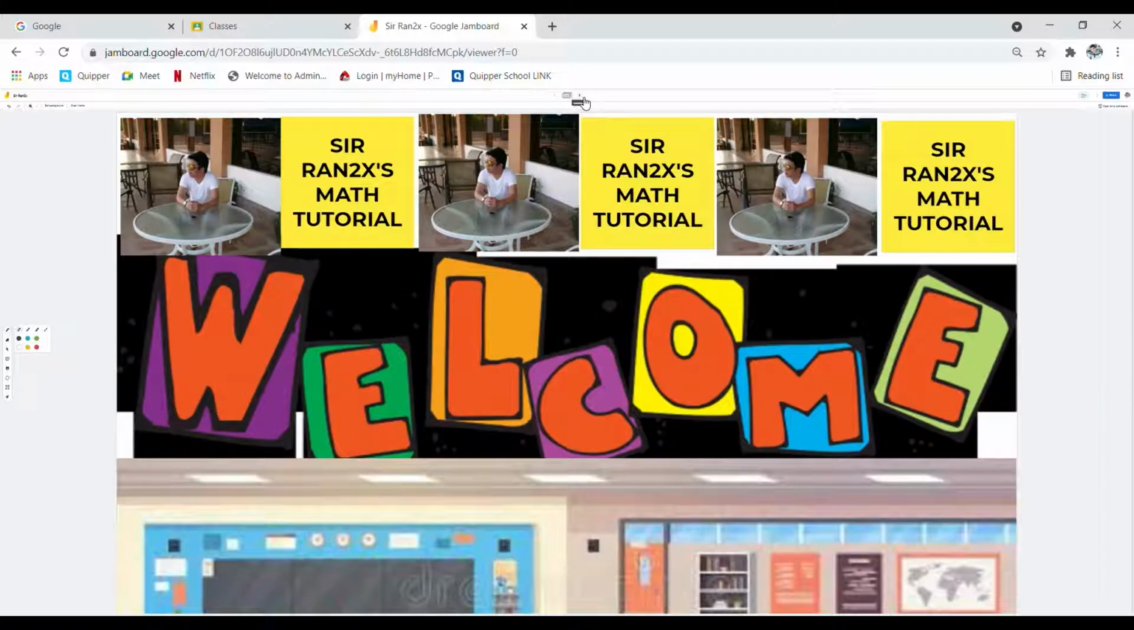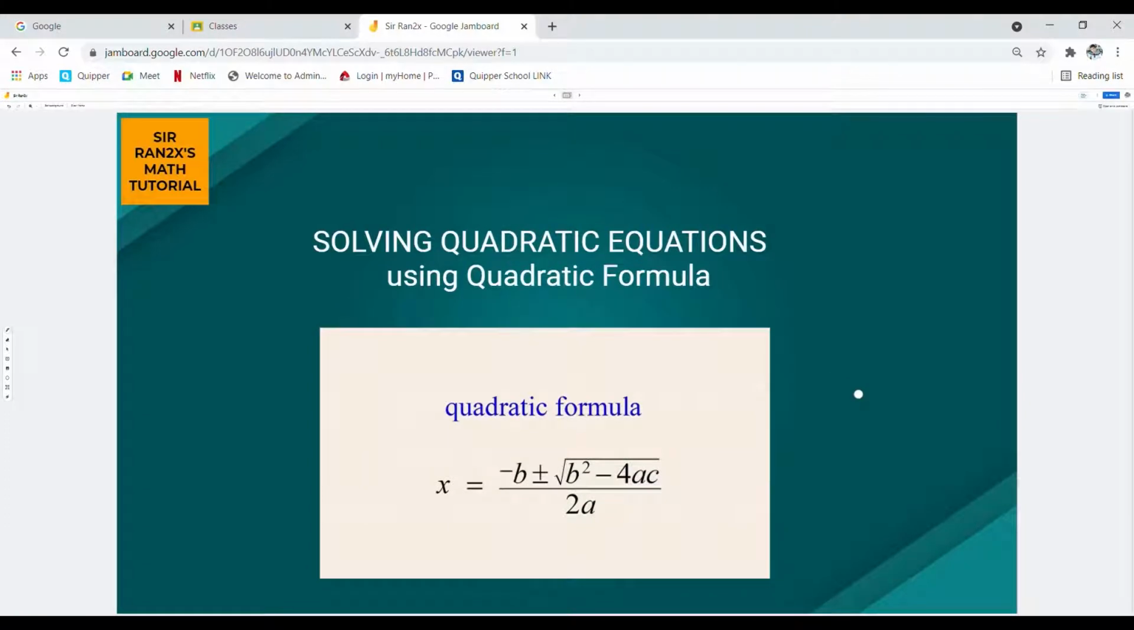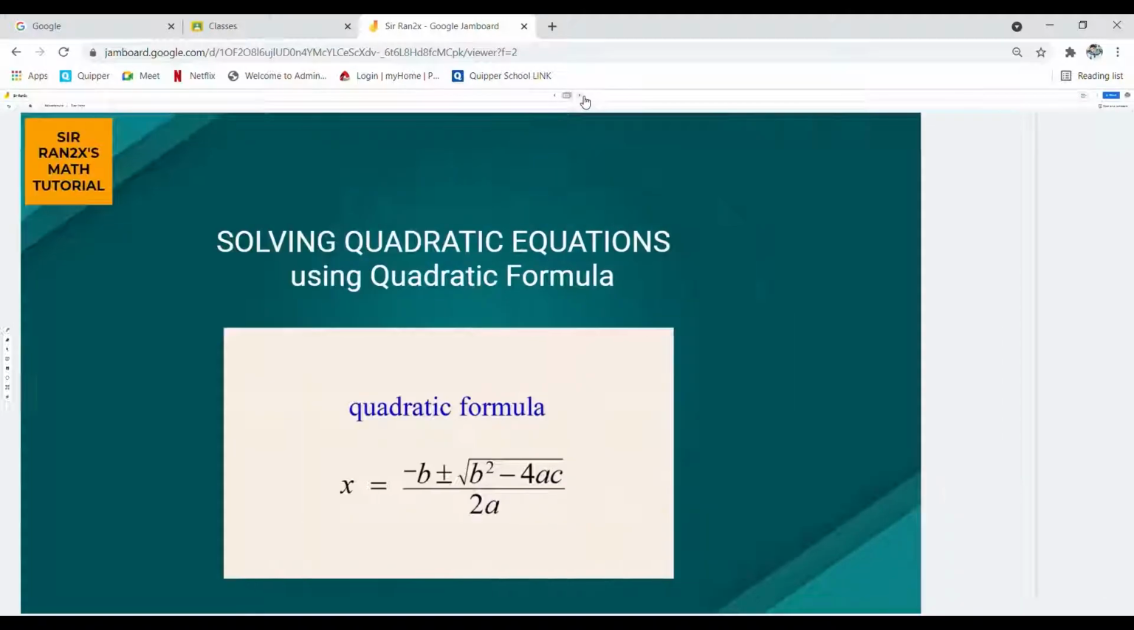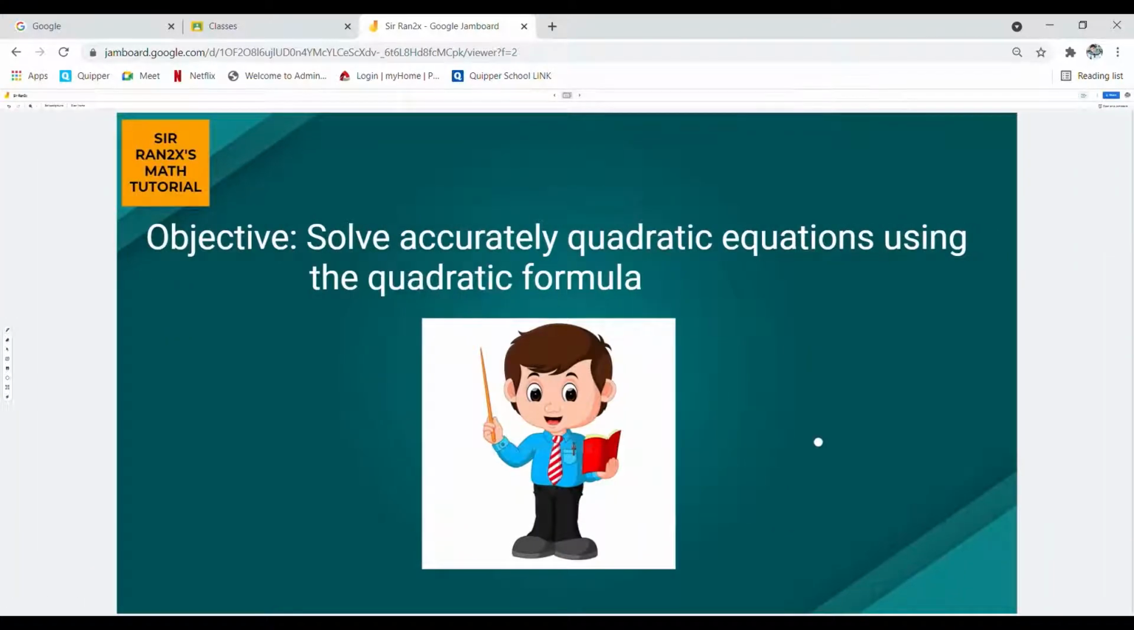And today is already part 5 of our lessons, a continuation of the videos we uploaded in the channel. Of course, we'll have another method in solving the quadratic equation. That's our goal today: solving quadratic equations using the quadratic formula, and it's very familiar. The quadratic formula is actually derived from the standard form of the quadratic equation, and our objective is to solve quadratic equations accurately using the quadratic formula.